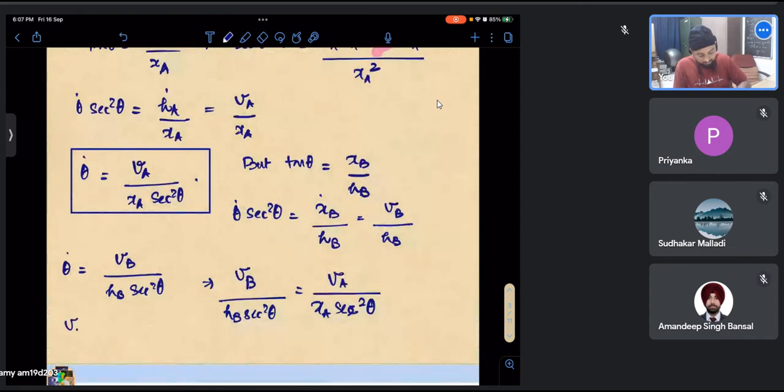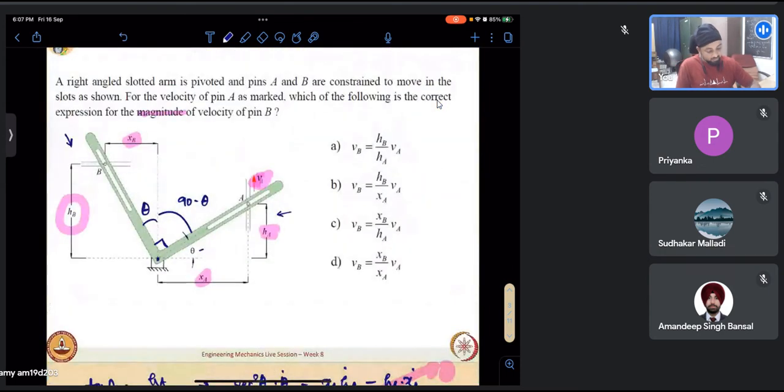So vb will come out to be hb by xa into va. So these two can't be the options because they have xb on the numerator. Hb by xa into va. So our answer is B.